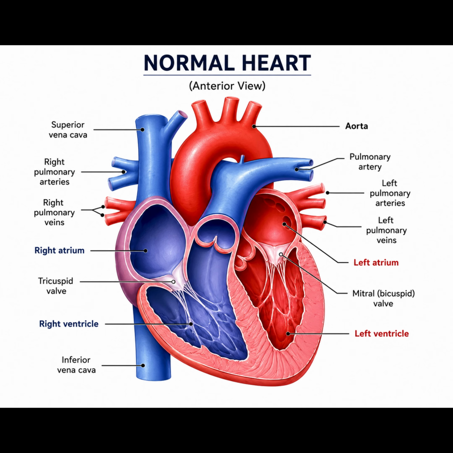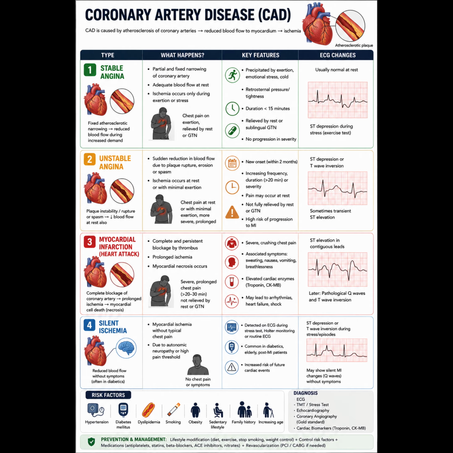Hello all, let us understand some disorders relating to the cardiovascular system. So the first is coronary artery disease. In stable angina, what happens? There is an atherosclerotic narrowing, so decreased blood flow when demand is increased in exercise. ECG normal at rest and ST depression on exertion.